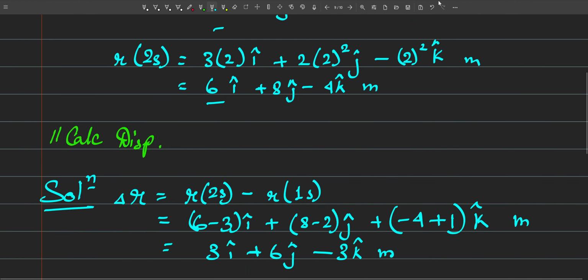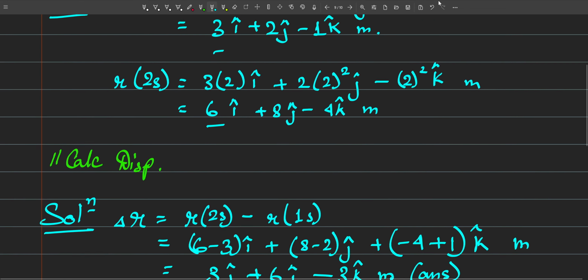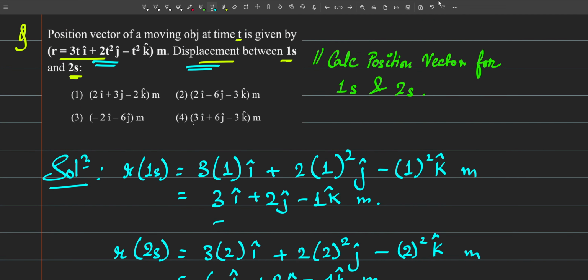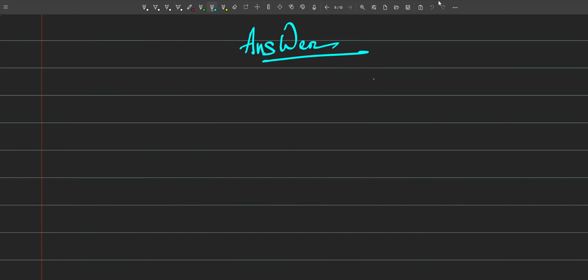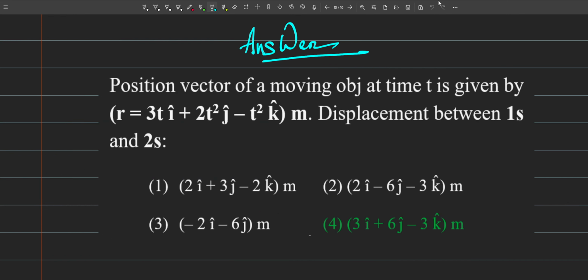Let's see which option fits our answer. Option number 4 seems to fit our answer. Let's tally with our answer sheet. Our answer is absolutely correct, option number 4.